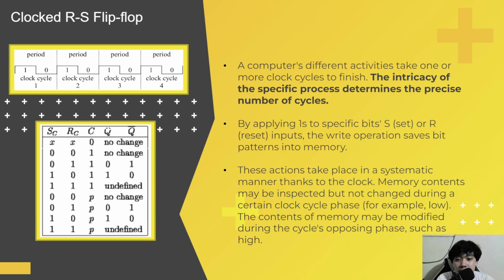So here you can see our truth table. On the top of the table you can see the S, R, C, and the two outputs. Our S is set, R is for reset, and we have two outputs. You can see here the X for set and X for reset, so no change. And for 0, 0, you can see that there is no change. For 0, 1, the outputs are 0 and 1. The next one is 1, 0, and the output is also 1, 0.